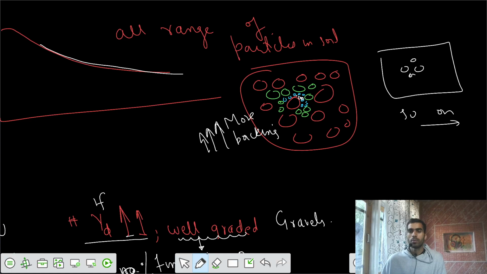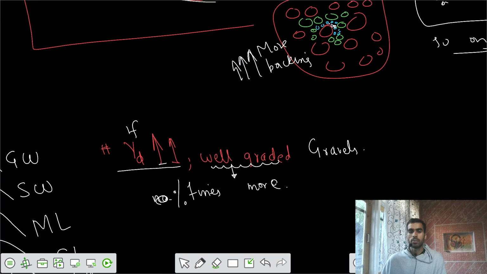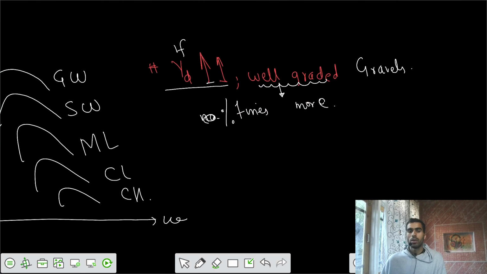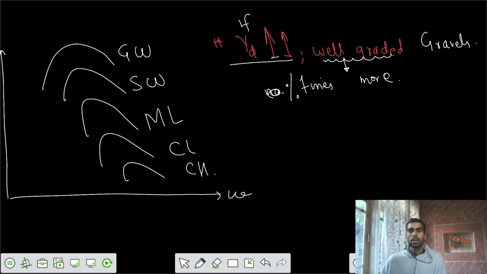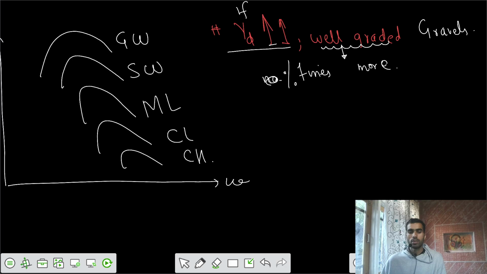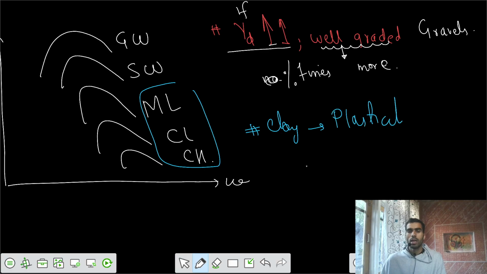Okay, so that's why we can get the gamma dry to be maximum. For the well graded gravel, your gamma dry is going to increase if the percentage of fines is more, and similarly we can say for the sand. After that, for the clay, as the plasticity increases, your gamma dry decreases. Gamma dry decreases as the plasticity of that soil increases.